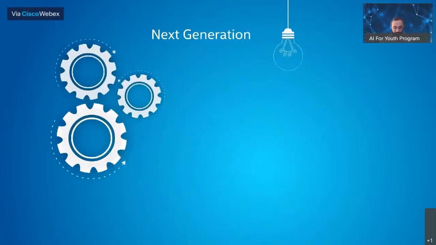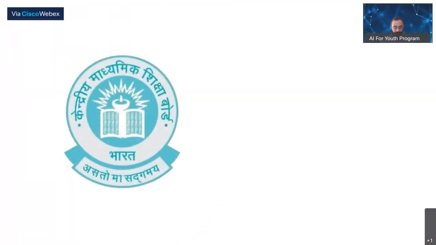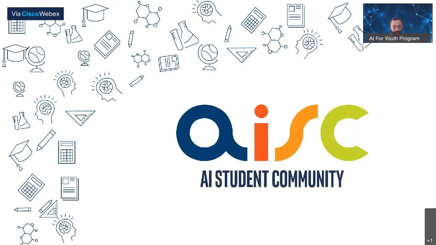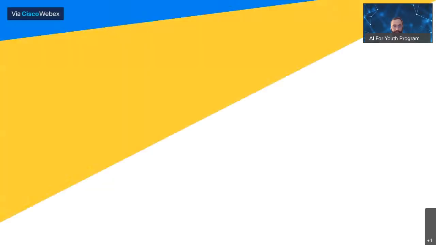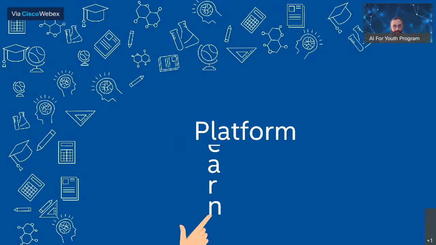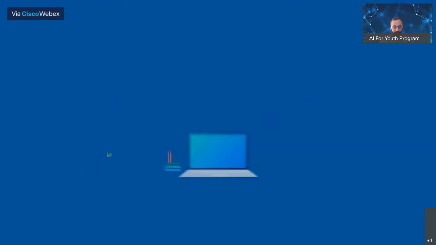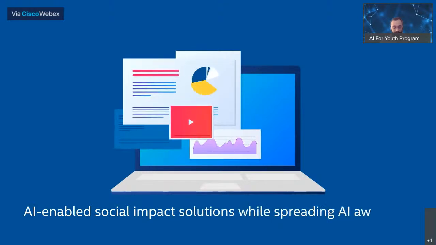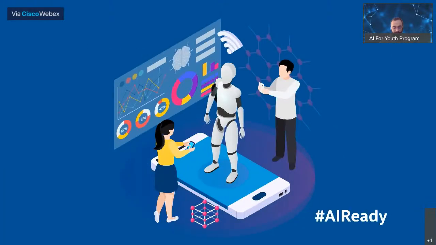Thus, to make sure that our next generation is ready for it, CBSE joined hands with Intel to launch an AI student community, an online community for students from all across the country, providing a platform to learn, share experiences, and leverage the knowledge for creating AI-enabled social impact solutions while spreading AI awareness in an inclusive way. The key objective is to build an AI-ready generation.